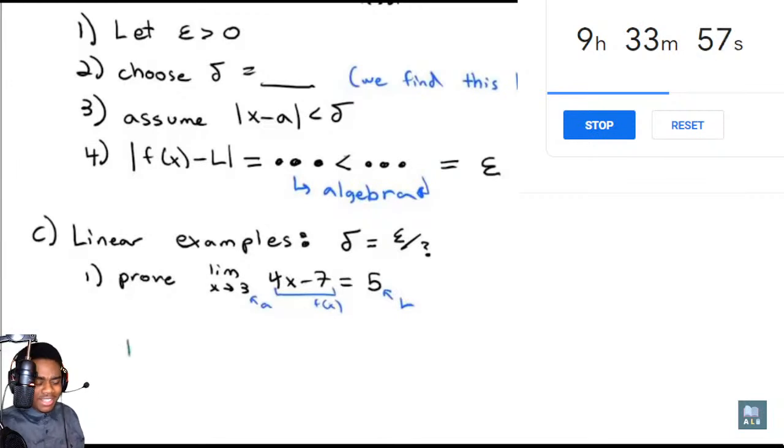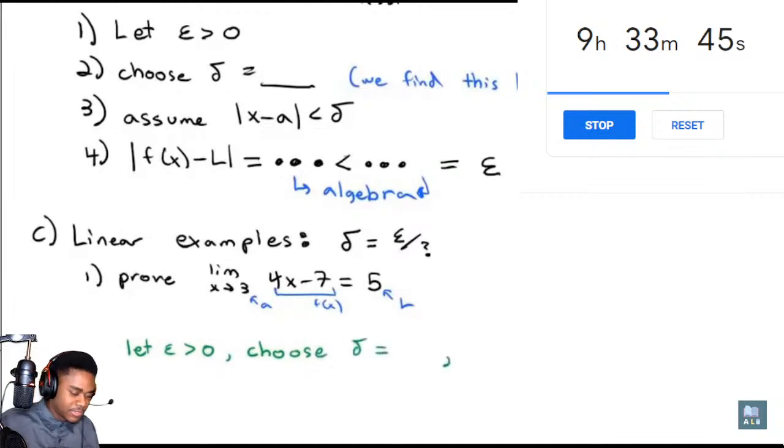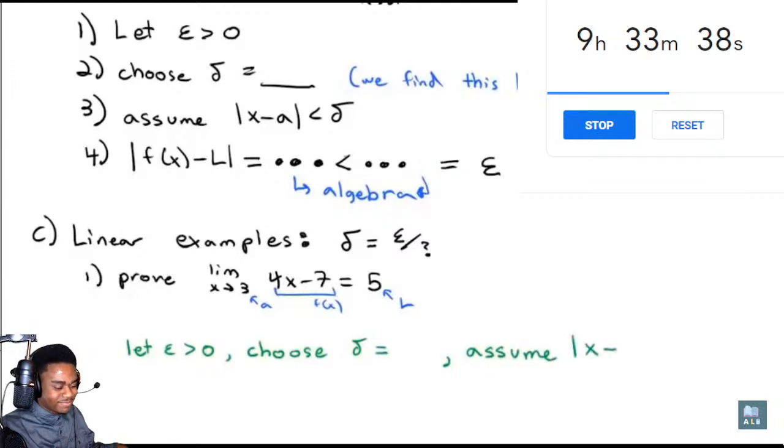Here's our proof. We always say let epsilon be greater than 0. Choose a delta that's equal to something. Leave that blank. And then we will assume the absolute value of x minus a, where a is what the limit is approaching, is less than delta. That part's really scripted. The only gap is we don't know what delta equals yet. We're going to go back and fill that in a minute.